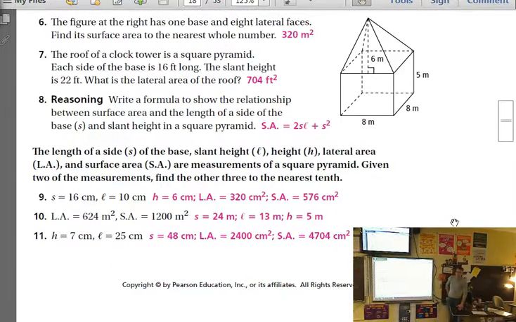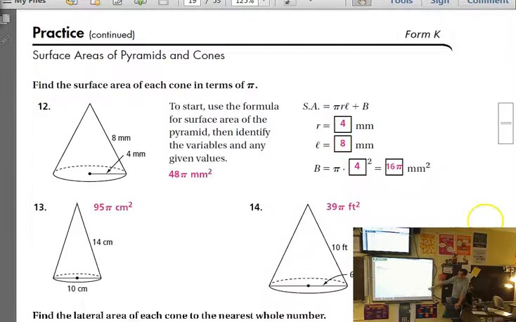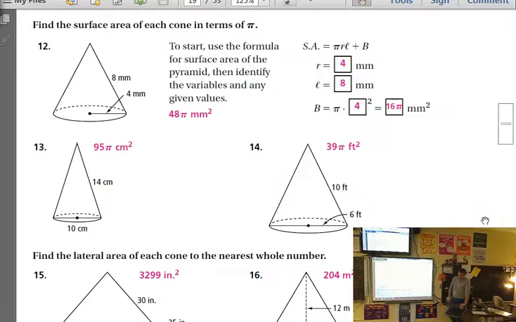Anything else from the front? Go into the back. Cones here. Any help needed with that?